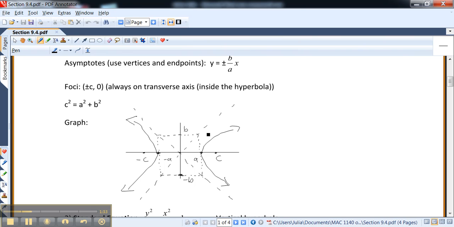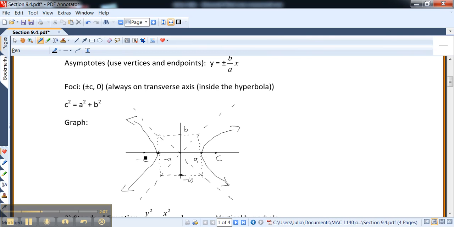And notice the way we get the equation is if you count the slope of this line right here, it would be the rise over the run. So the rise is b, because that's the vertical rise, over the run, which is a. So the slope of this line would be b over a x. Now the slope of this line respectively would be negative b over a x. And again we have the two hyperbola portions which follow the asymptotes right here.